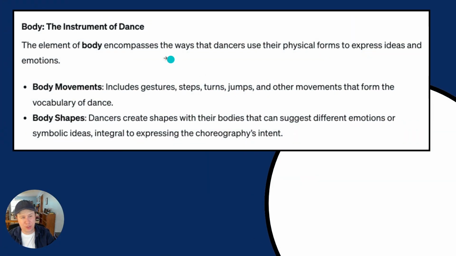The body is the instrument of dance. The element of body encompasses the ways that dancers use their physical forms to express ideas and emotions. Body movements include gestures, steps, turns, jumps, and other movements that form the vocabulary of dance. Body shapes would be when dancers create shapes with their bodies that can suggest different emotions or symbolic ideals, integral to expressing the choreography's intent. Is the dancer wide open and full of energy and joy, or are they hunched over in sadness, regret, etc.? The body is able to convey a lot of emotion just in everyday life, so it definitely can do so within dance.